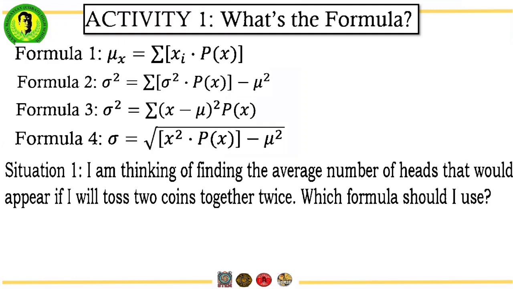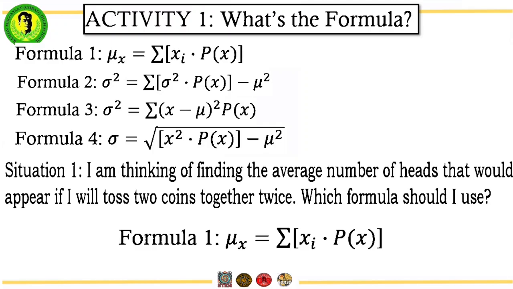Okay, so do you have your answer? If you are thinking of finding the average, that is your keyword, average. So which formula is most applicable? Formula 1, Formula 2, Formula 3, Formula 4. Of course, the correct answer is Formula 1, which is your mu of x, or the mean of the discrete random variable. Formula 1.